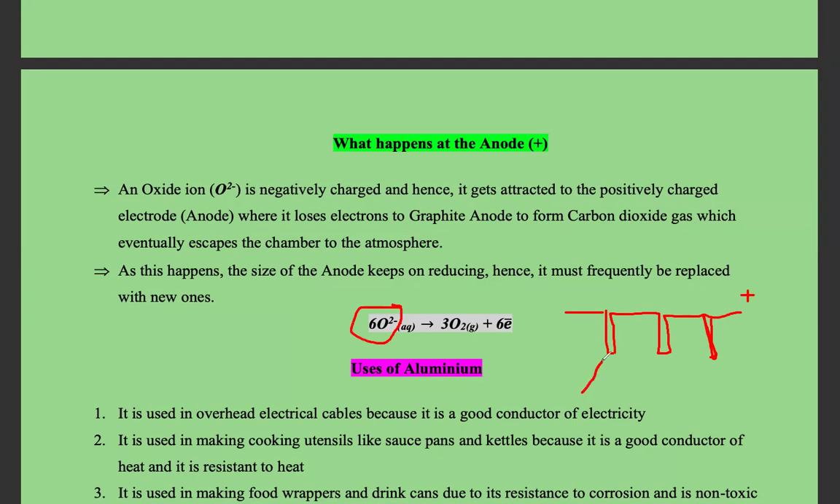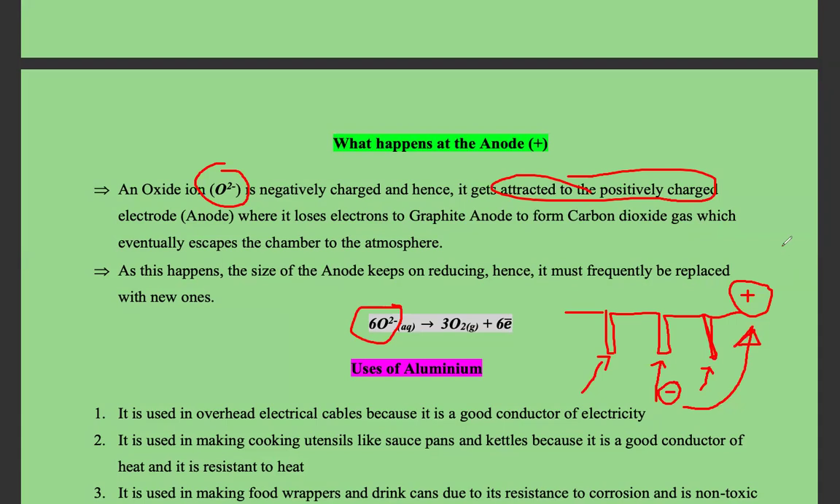Remember, the oxide ions are lighter, so they tend to float going up the solution, that's where these electrodes are. So these oxide ions that are negatively charged are attracted to the positively charged electrode. Because they are negatively charged, meaning they have a lot of electrons, the ones they gained from aluminium, at this point the anode is in need of electrons. Therefore, they are going to donate the electrons to the anode.